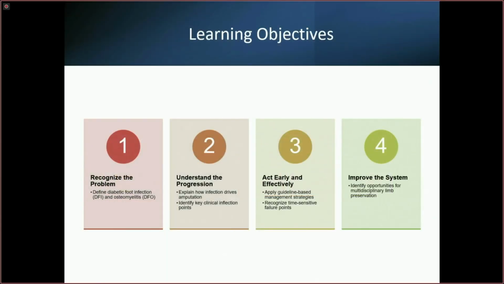By the end of this presentation, you should be able to define diabetic foot infection and diabetic foot osteomyelitis, understand and explain the progression of infection and how that leads to amputation, identify time-sensitive failure points, as well as identify any opportunities for multidisciplinary limb preservation.